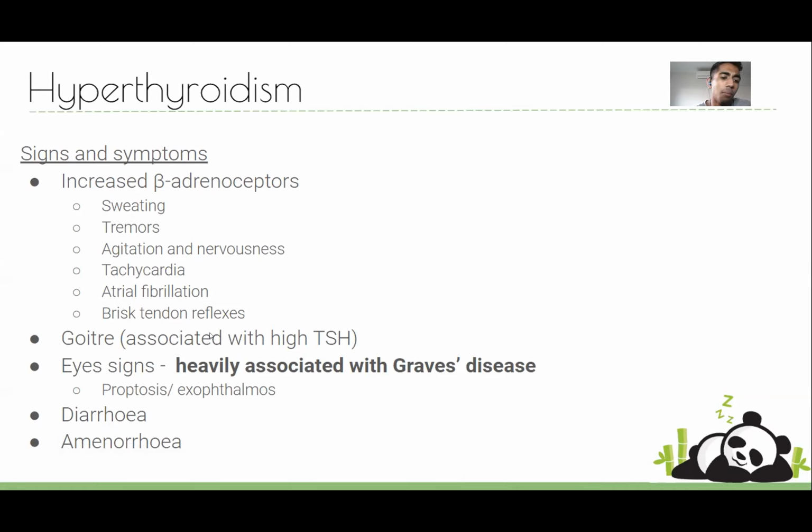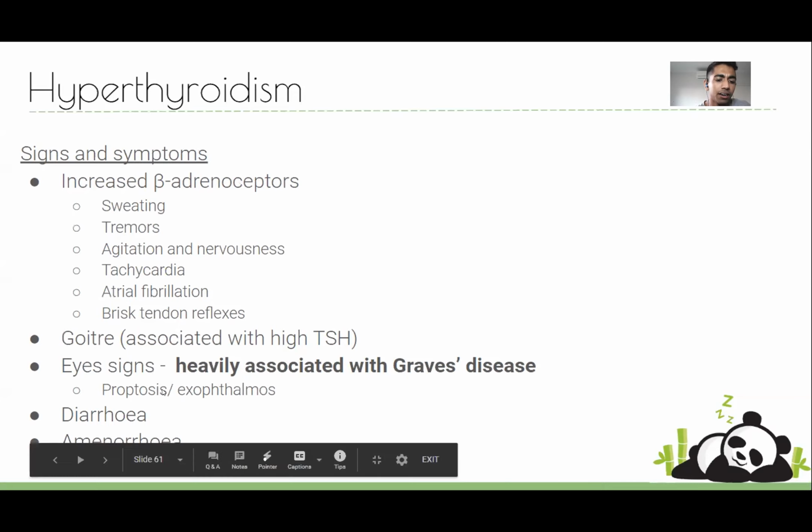We've got a goiter that can be associated with high TSH. More commonly in secondary hyperthyroidism, but also it's not completely fully understood how goiters work. So it also happens in Graves' disease as well. But it's where you've got this big lump in your neck. That's basically what a goiter is.